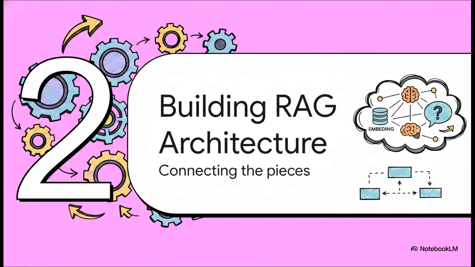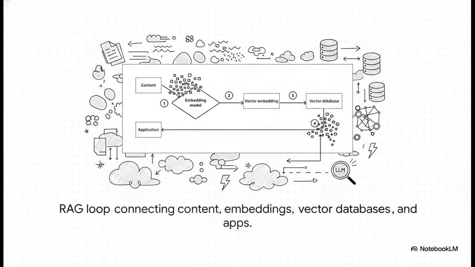Which brings us to Section 2, building RAG architectures, connecting the pieces. Now this is where the magic happens, the classic retrieval-augmented generation, or RAG loop. You can see how the content flows into the embedding model, becomes a vector, and lands right in the vector database. When your app needs an answer, it doesn't just blindly ask the LLM. No way. It queries the vector database first, retrieves the mathematically nearest, most relevant context, and hands that highly specific data over to the foundation model. The result? An accurate, hallucination-free response.